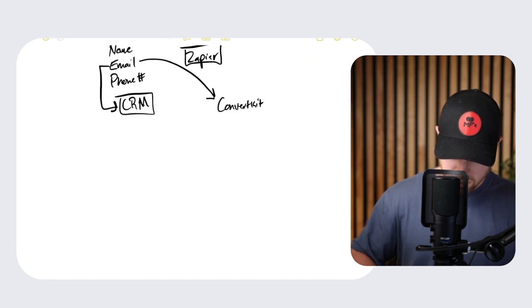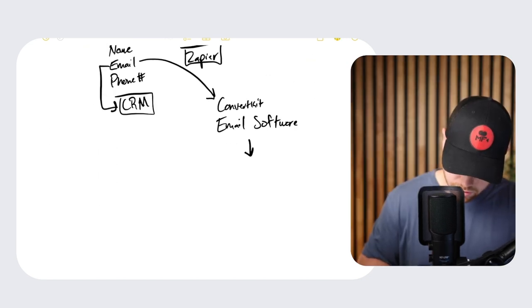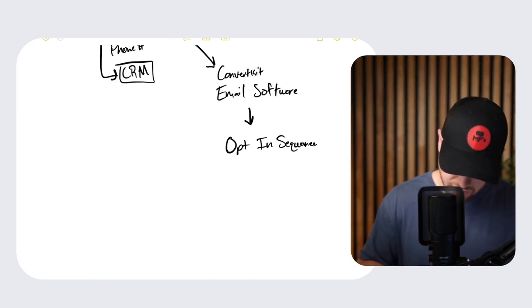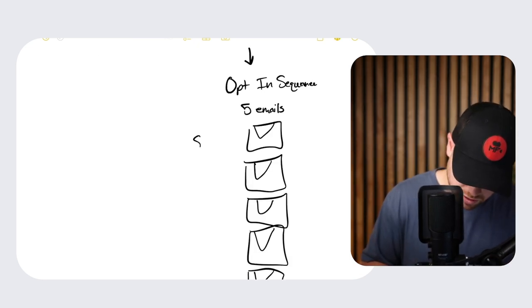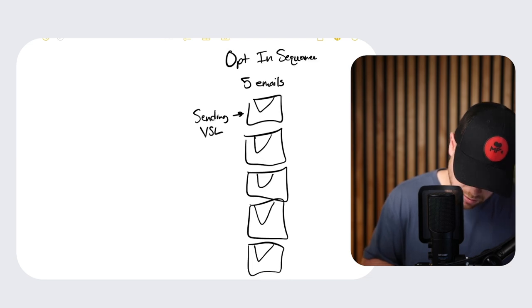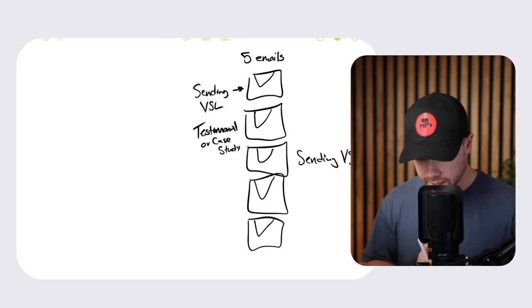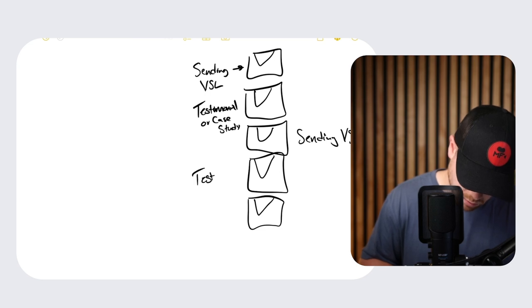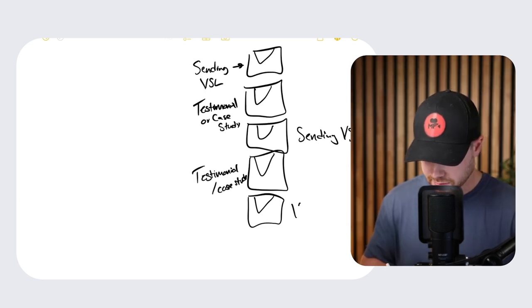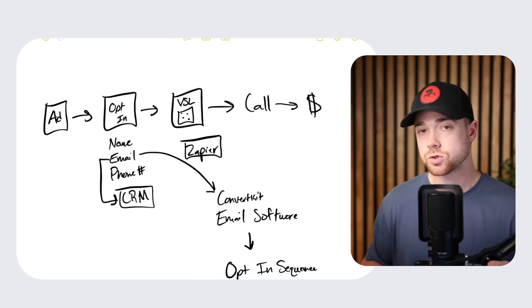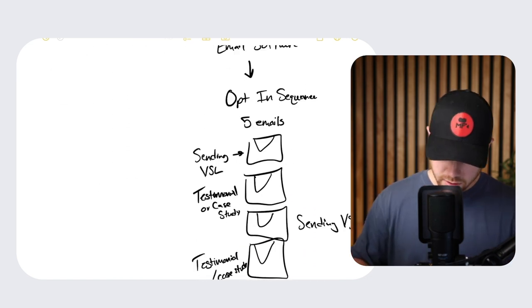But basically it goes into an email software right here, and then this goes to what we call an opt-in sequence. In this opt-in sequence, essentially we have a group of 5 emails, and typically in the first email we're sending them back to the VSL. Then in the next email, we're talking about a testimonial or case study. In the third email, we're sending them back to the VSL again. In the fourth email, we're doing another testimonial or case study. And in the last email, we're sending them back to the VSL again. So this is an opt-in sequence that everybody who opts into our ads, into our inbound system, goes through.